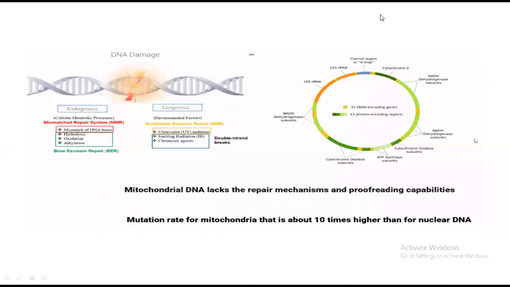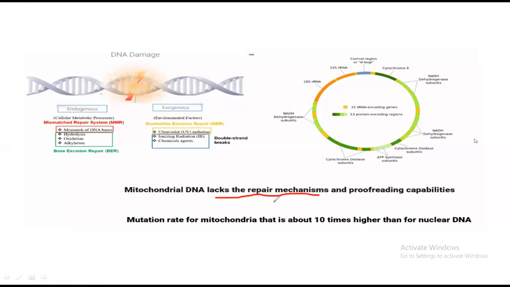Okay. Now here comes another difference between the nuclear DNA and the mitochondrial DNA. I want to tell you that our nuclear DNA has the ability to repair itself. It has a repair mechanism, but mitochondrial DNA lacks the repair mechanism. If there is a mutation inside the mitochondrial DNA, it cannot correct its mutation. And if there is a mutation in the nuclear DNA, it can be corrected by different repair mechanisms, but there is no repair mechanism for mitochondrial DNA.